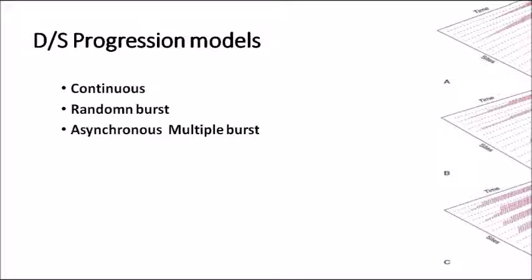In asynchronous multiple burst model, there is a burst of disease activity for a finite amount of time. Then there is a period of inactivity. There is a prolonged period of inactivity. And this also, some sites will get affected and sometimes will not get affected with disease during any time. So be clear with the figures.